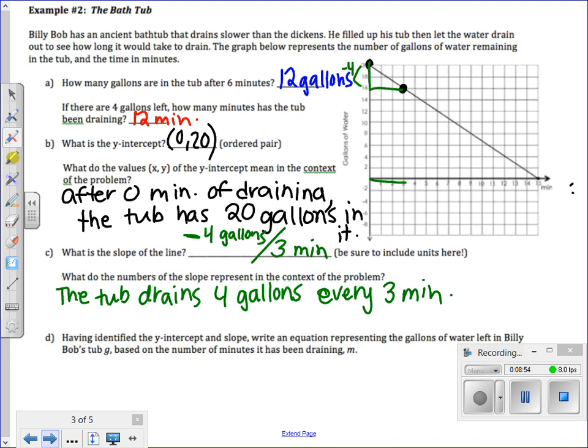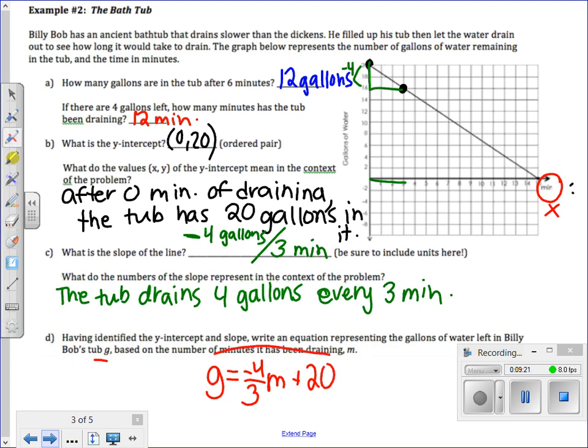Well, now that I know the slope and I know the y-intercept, I'm going to write an equation in slope-intercept form. Okay, so we're going to talk about the number of gallons, G, equals, we said the slope was -4 over 3. Instead of x, they want us to use m for minutes because minutes is on the x-axis. And the starting value was 12, or not 12, plus 20.